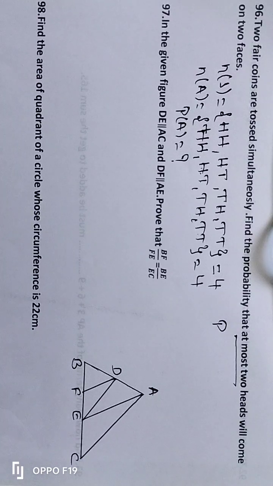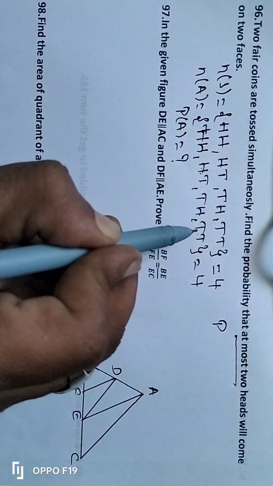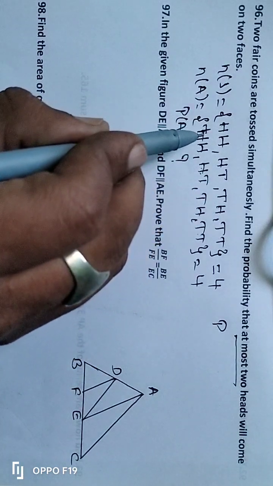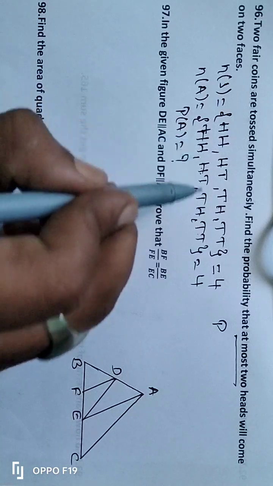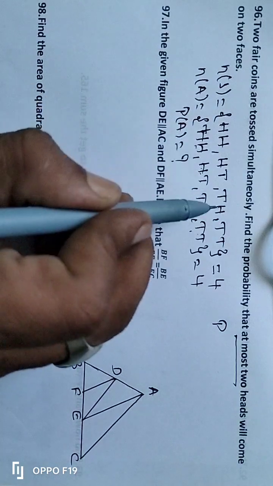So at most means maximum, at least means minimum. So I have to take maximum. Here no H, 1 H, 2 H, so 0, 1, 2 like this. If no H is there, you have to take; if 1 H is there, you have to take; if 2 H is there, you have to take.